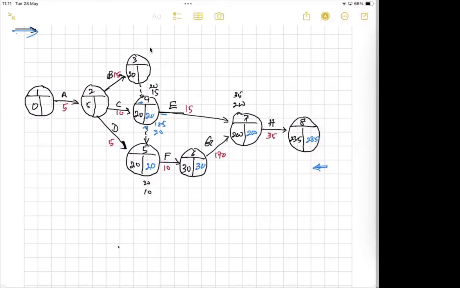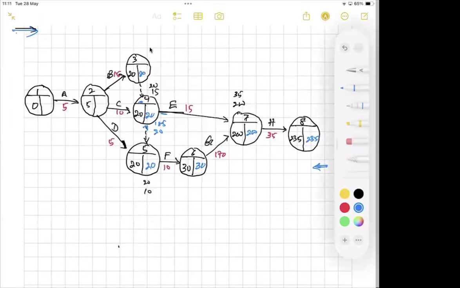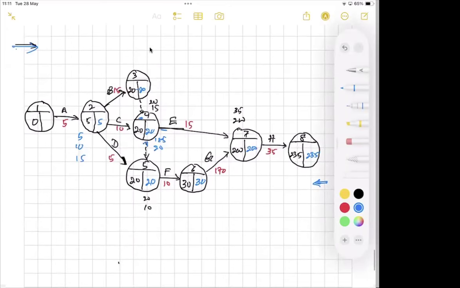Then at event number 3, 20 minus 0, 20. Event number 2, three backward paths: 20 minus 15, 5; 20 minus 10, 10; 20 minus 5, 15. The minimum is 5. As you remember, when you are doing the backward pass calculations, we take the minimum values, right? 5 minus 5, 0. Then you have to identify the critical path.